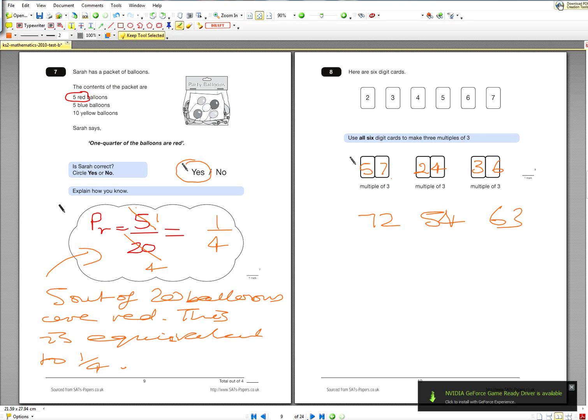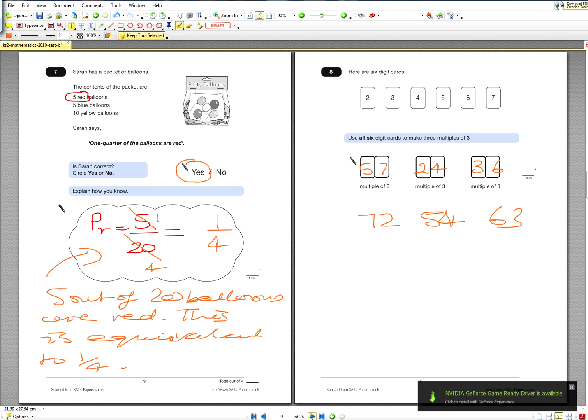What about 36, 27, and 54? Yeah. You got 27. 36, 27 and 54. That looks fine, because 27 is also a multiple of 3 as well. Okay.